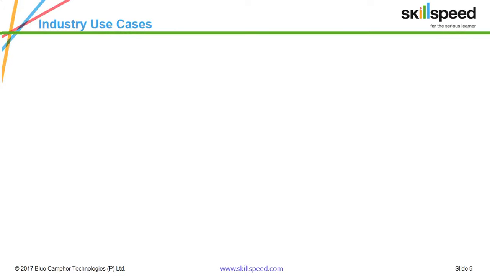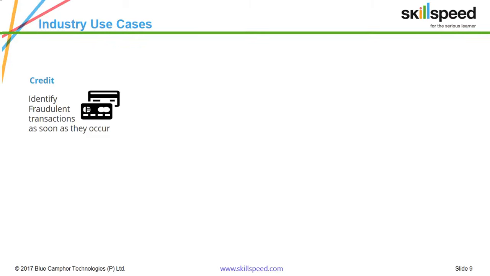So what are some of the industry use cases of Spark Streaming? The first one is credit fraud identification. An example would be a credit card being used for fraudulent transactions. Let's say that you are working with a very famous banking client, and imagine the client has millions of credit cards in circulation. Whenever a transaction on a credit card is made, that transaction has to be analyzed in real time to identify whether it is a fraudulent transaction or not.